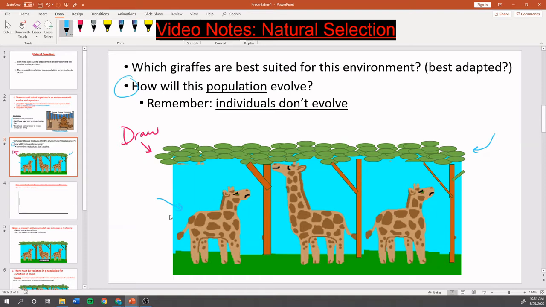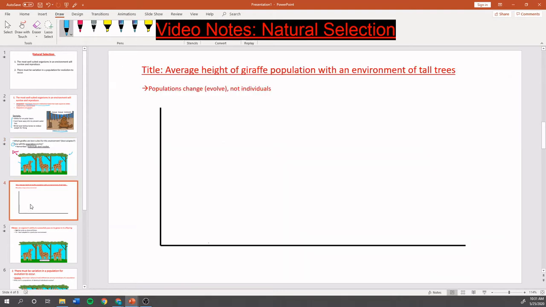Okay, so if you didn't, make sure you draw this so that it makes sense when we draw this graph. Draw something like that. You don't have to draw 3, you could draw 2 giraffes. All right, so here's a graph.